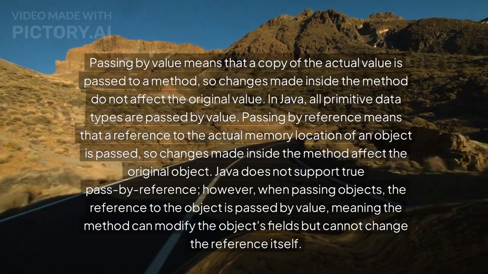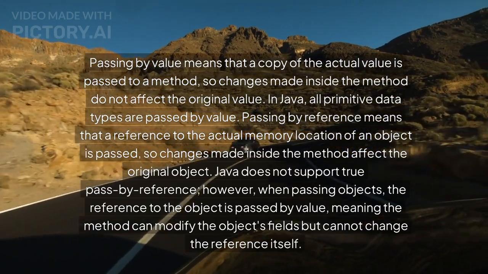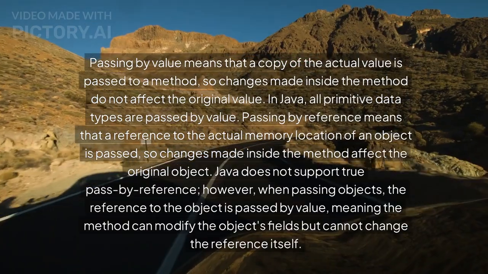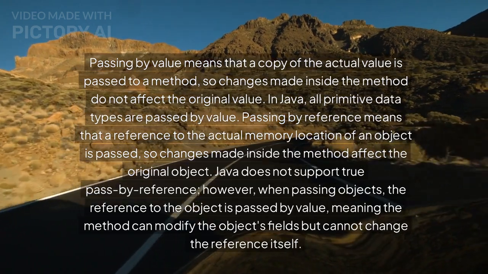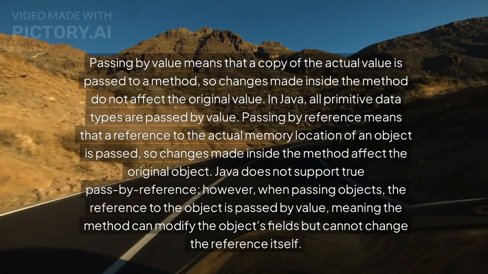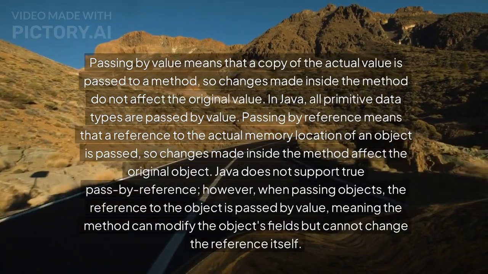Passing by reference means that a reference to the actual memory location of an object is passed, so changes made inside the method affect the original object. Java does not support true pass by reference. However, when passing objects, the reference to the object is passed by value, meaning the method can modify the object's fields but cannot change the reference itself.